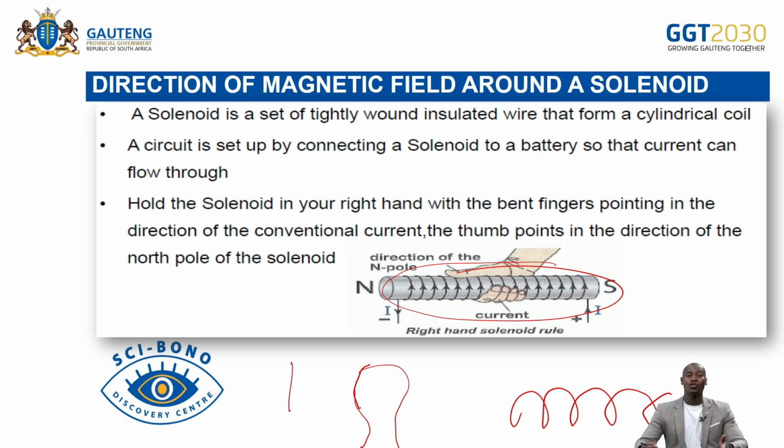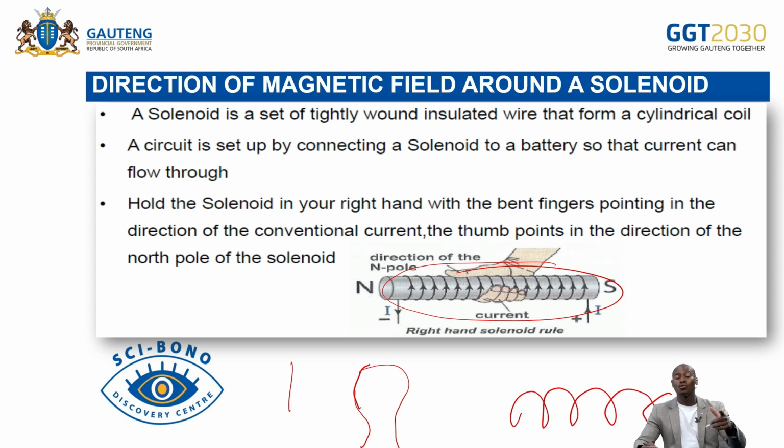So now we want to determine the direction of the magnetic field when it comes to a solenoid. We have talked about the straight conductor and the loop. What is important? First, they will give you the direction of the current, whether the current is into the page or out of the page.